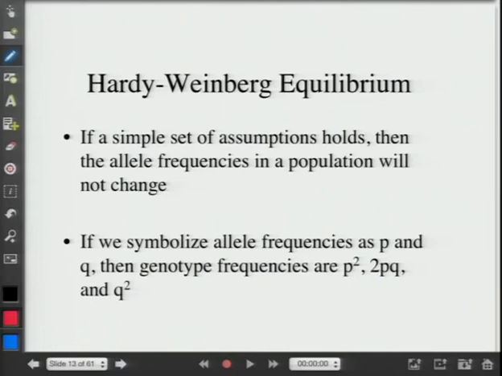So, this null model that I mentioned, the description of no evolutionary change occurring in allele frequencies in a generation, is called Hardy-Weinberg equilibrium. It's called equilibrium because an equilibrium state is a state that is not changing. Right? Something is at equilibrium if it's unchanging. So this was developed independently by two mathematical biologists, Hardy and Weinberg. And basically what this boils down to is if a simple set of assumptions holds, then the allele frequencies in the population will not change over time. And this is mathematically described by having allele frequencies as P and Q, and genotype frequencies as P squared, 2PQ, and Q squared, like we've been building up to.